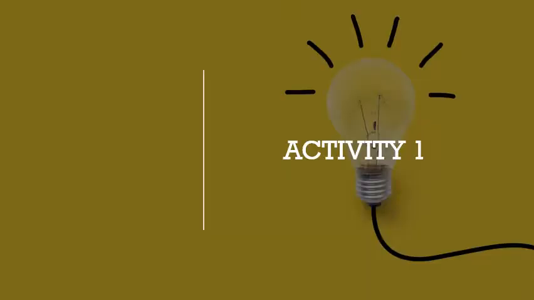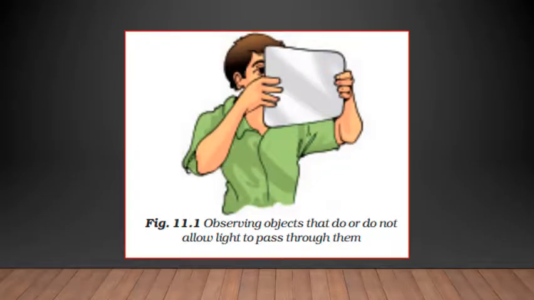Next is activity 1. Look around yourself and collect as many objects as you can. An eraser, plastic scale, pen, pencil, notebook, single sheet of paper, tracing paper, or a piece of cloth. Try to look at something far away through each of these objects. Is light from a far away object able to travel to your eyes? How you have to see? You have to keep it in front of your eyes and try to see through it.